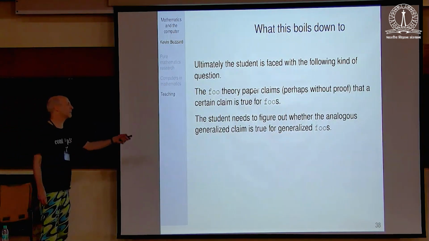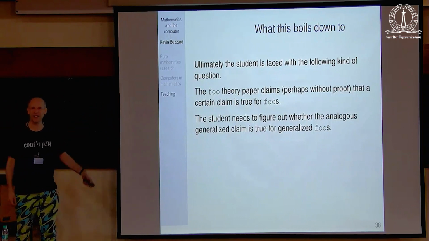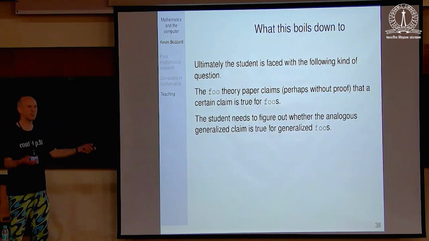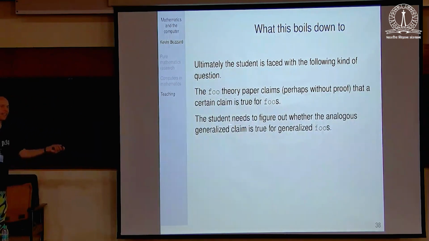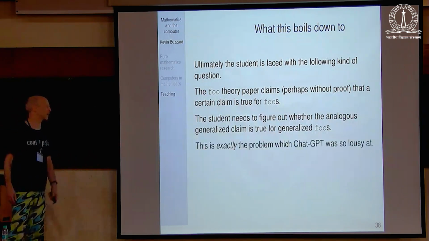And the problem is, the paper is just saying, oh, this is a well-known fact about foos. And the student barely knows what a foo is, because they've just started. So they have no idea whether this claim is true. They probably don't know why it's true for foos. They might not know. And even if they do know, they might not really understand the proof well enough to be able to push it through for generalized foos.